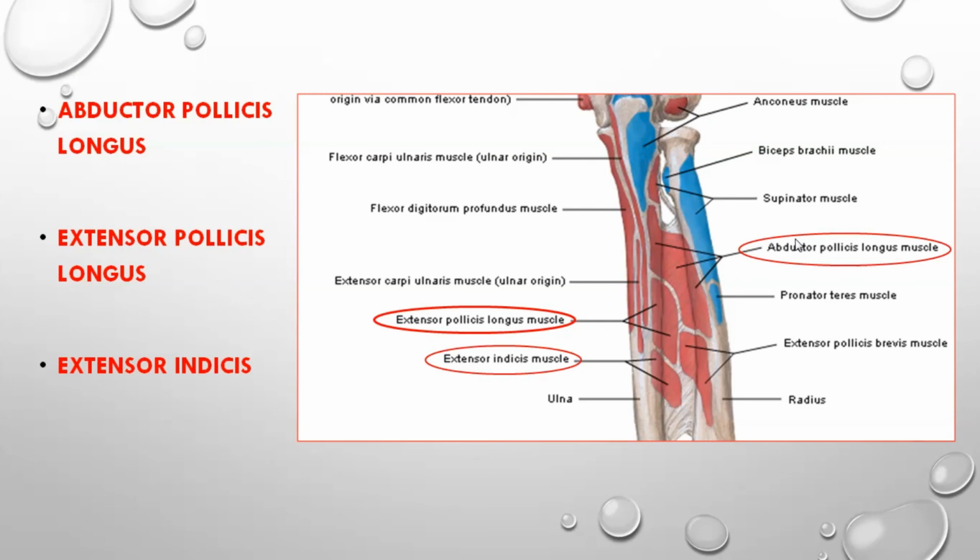Then there are three muscles which arise from the posterior surface: abductor pollicis longus, extensor pollicis longus, and extensor indicis. These are the three muscles which arise from the posterior surface of the ulna as well as from the posterior surface of the radius. So remember these three muscles, look at the picture: abductor pollicis longus, extensor pollicis longus, and extensor indicis arise from the posterior surface.